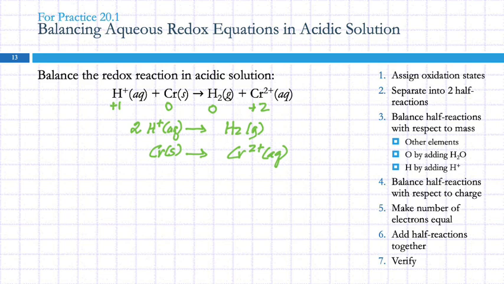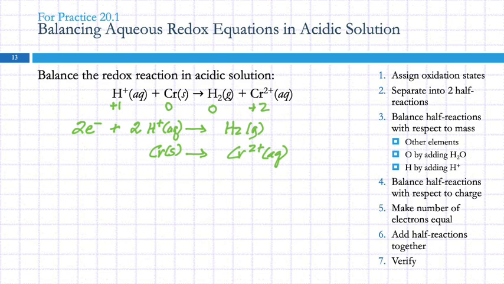Now we're going to balance with respect to charge. So on the left side, I have 2 hydrogen ions. It's a total of +2 charge. On the right side, I have 0. I need to make them the same by putting in electrons. So I add the electrons to the more positive side. So 2 electrons plus 2 positive ions will give us a total of 0 charge on the left. We have 0 charge on the right. It's all good.